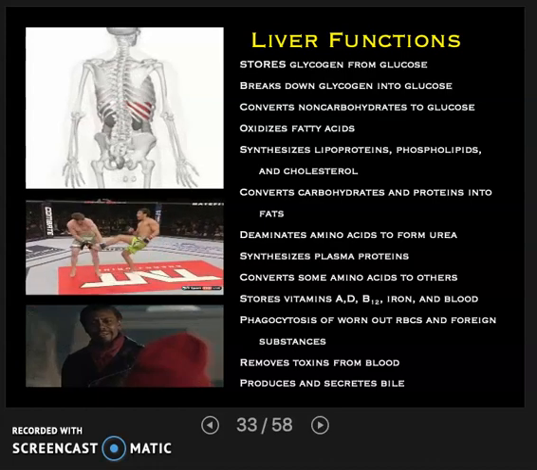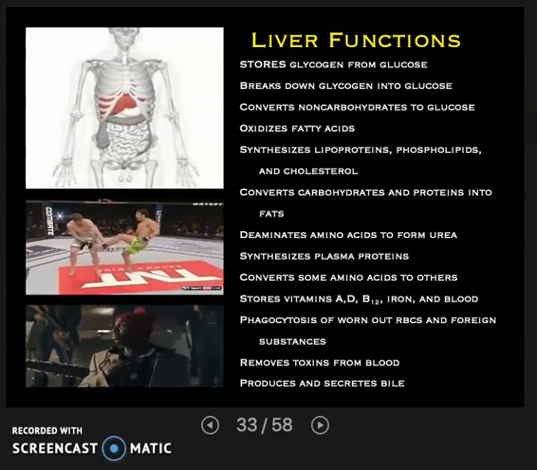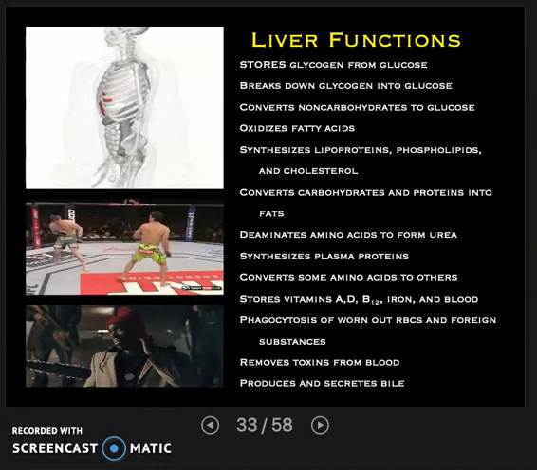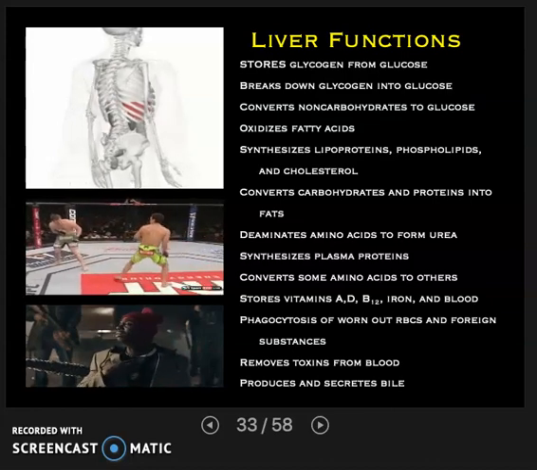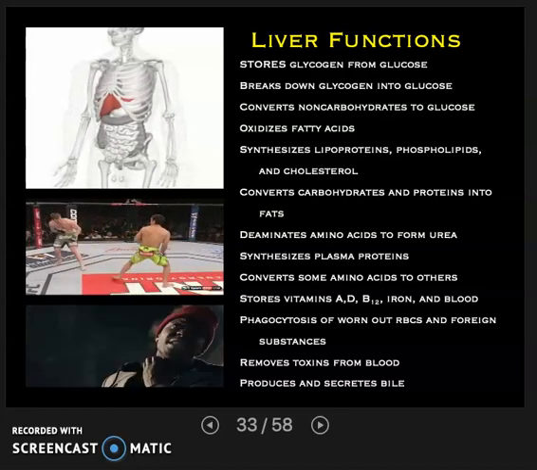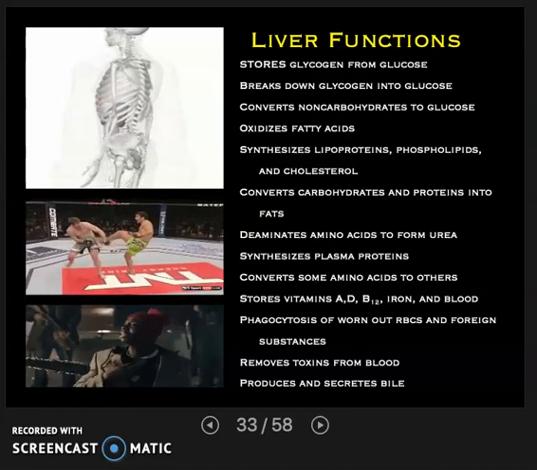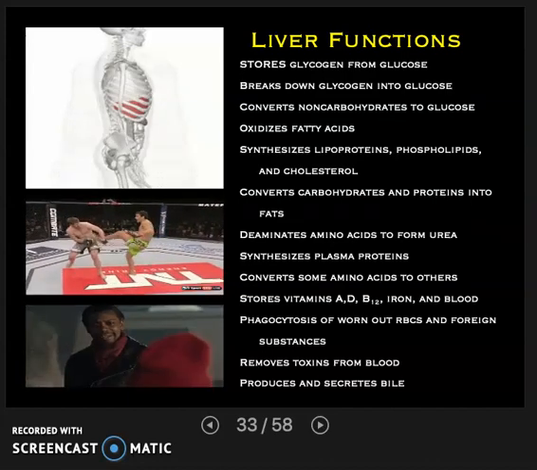It deaminates amino acids to form urea, right? Why does your pee smell like ammonia? Well, because of the substance called urea, which is based on those amino groups, right? The ammonia groups that come off of amino acids. So it helps break down amino acids. It makes plasma proteins. It can convert some amino acids into others. It stores vitamins A, D, and B.